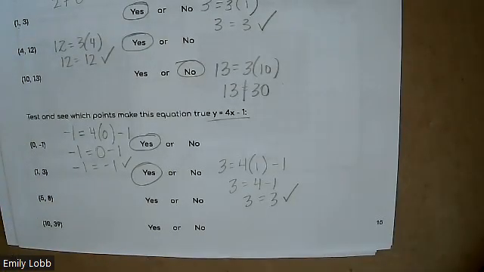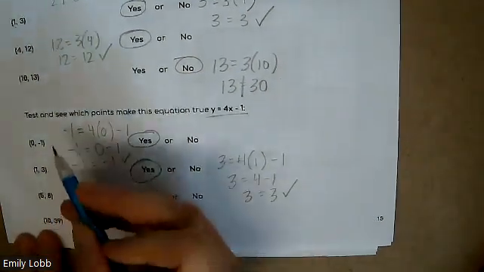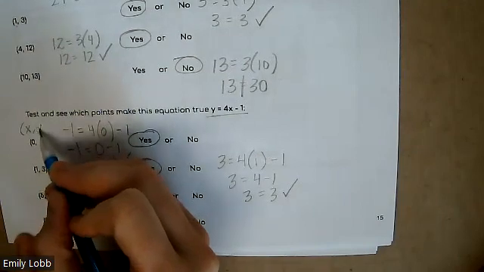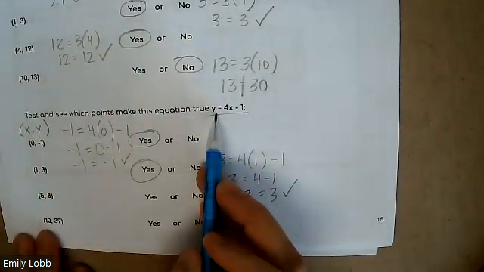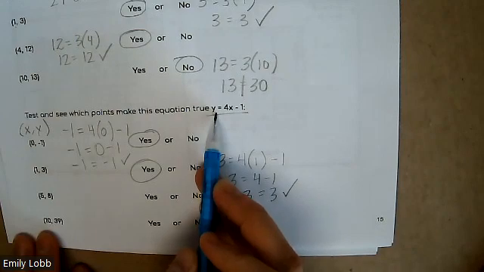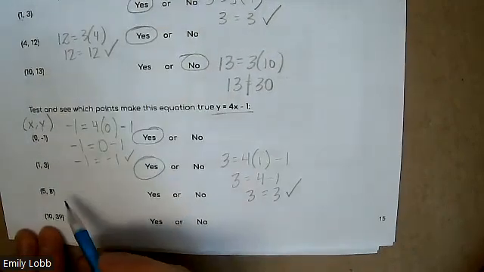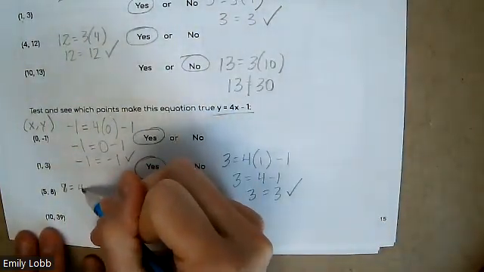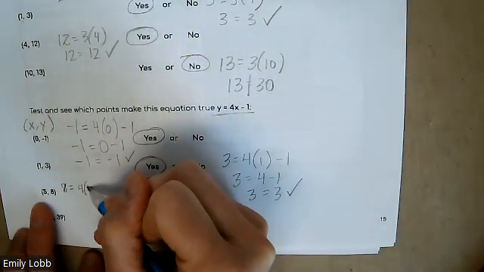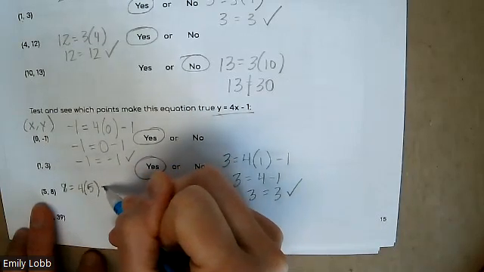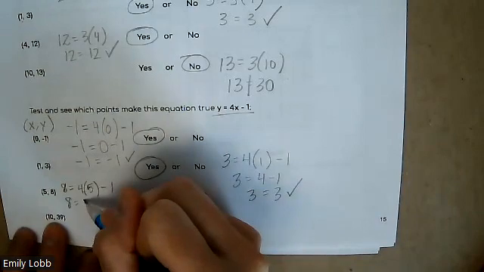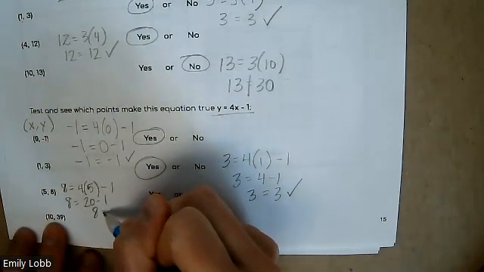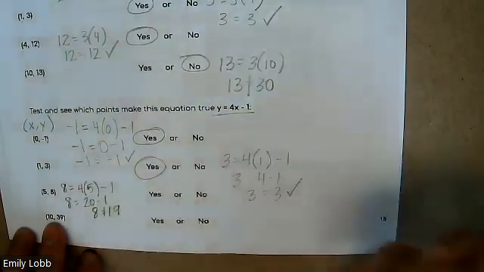So just finishing up page 15, I know you guys should have done this on your own, but remember these points are always listed as X and then Y. So if we substitute them into our equation, they should be true. So we're going to put 8 in for Y here. So we would have 8 is equal to 4, open your parenthesis, put your X in there, just 5 in this case, minus 1. So 8 equals 20 minus 1. Does 8 equal 19? No, it does not equal 19.